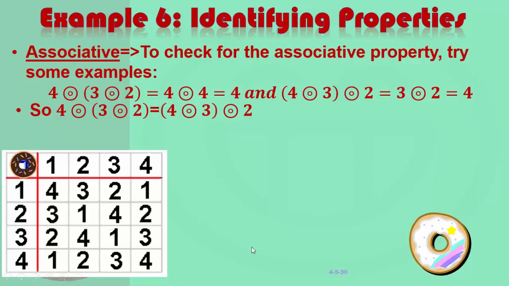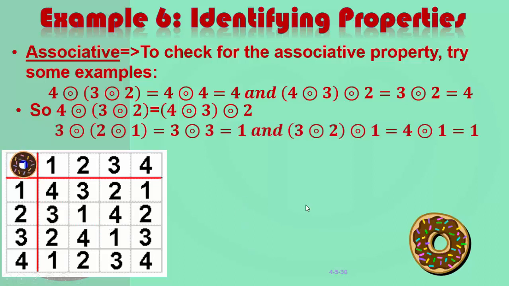Now let's try another one. 3 donut 2 donut 1, and we'll put the bracket around the 2 donut 1. So that means we'll do the 2 donut 1 first. So we go to the 2, 1, and we get 3. So that means we get 3 donut 3. And we find when we look at 3, 3, we get 1. So 3 donut 3 is equal to 1.